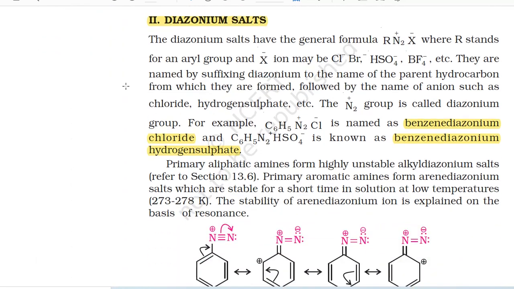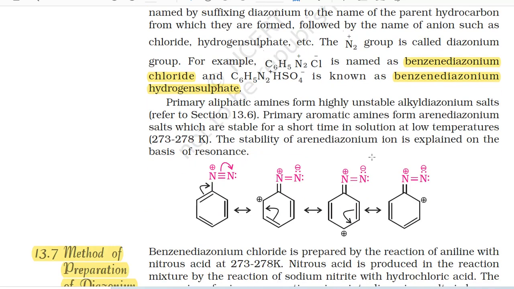Second, diazonium salts. The diazonium salts have the general formula RN2+ X-, where R stands for an aryl group and X- ion may be Cl-, Br-, HSO4-, BF4-, etc. They are named by suffixing diazonium to the name of the parent hydrocarbon from which they are formed, followed by the name of the anion such as chloride, hydrogen sulfate, etc. The N2+ group is called the diazonium group. For example, C6H5N2+ Cl- is named benzene diazonium chloride and C6H5N2+ HSO4- is known as benzene diazonium hydrogen sulfate.